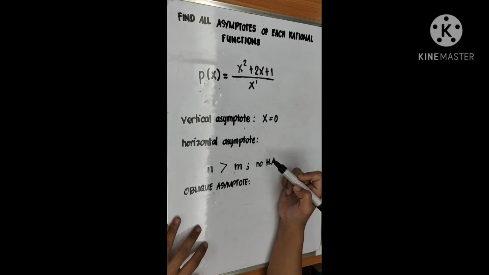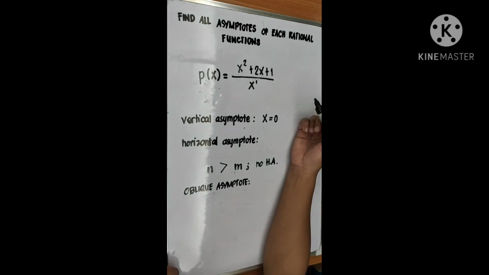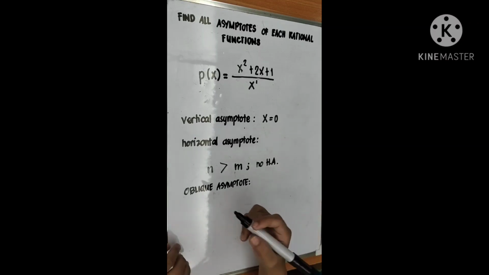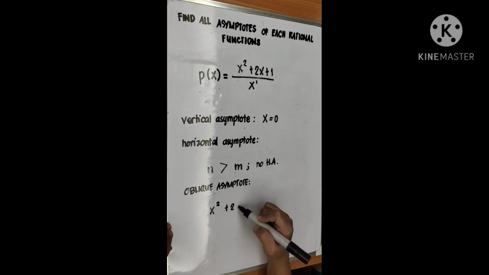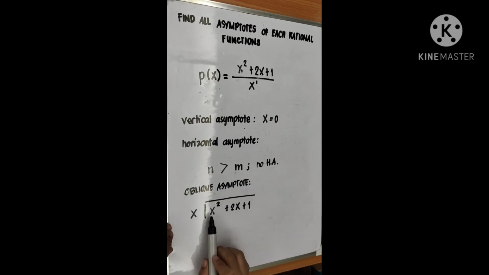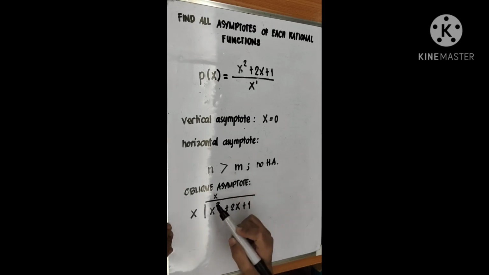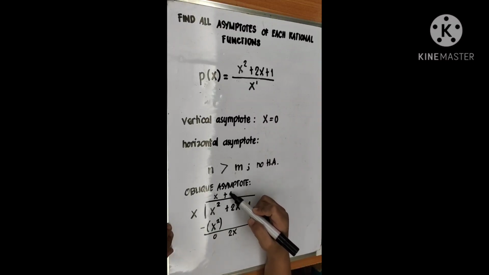Now, to solve for the oblique asymptote, we need to divide our numerator by the denominator. We may choose to perform the long division or the synthetic division. If we are going to perform the long division, we have x squared plus 2x plus 1 divided by x. So x squared divided by x would be x, because x times x is x squared. Subtract: x squared minus x squared is 0. We will now bring down positive 2x. So 2x divided by x will give us positive 2.